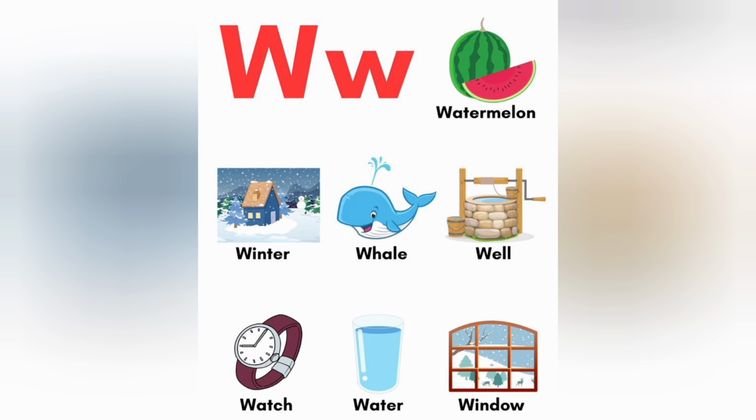Now let's repeat the letter with its sound. W, watermelon. W, winter. W, whale. W, well. W, watch. W, water. W, window.